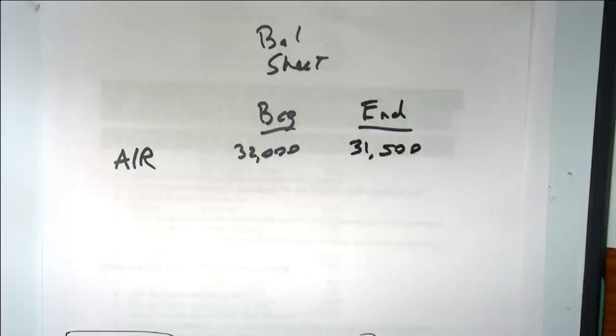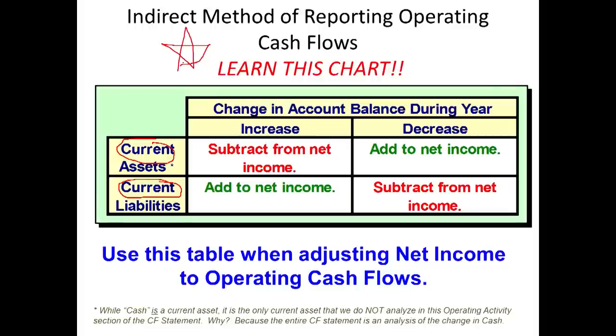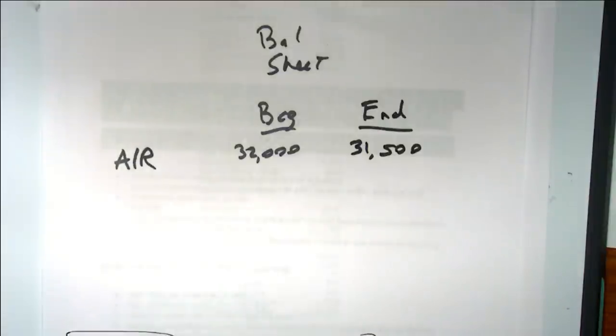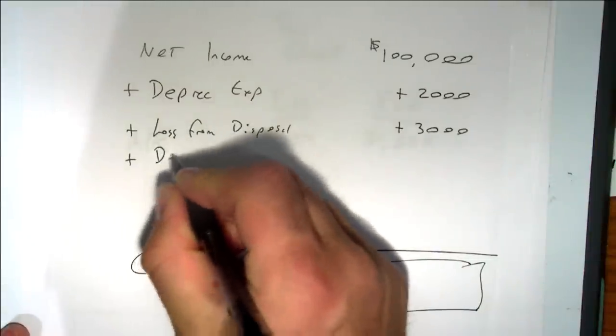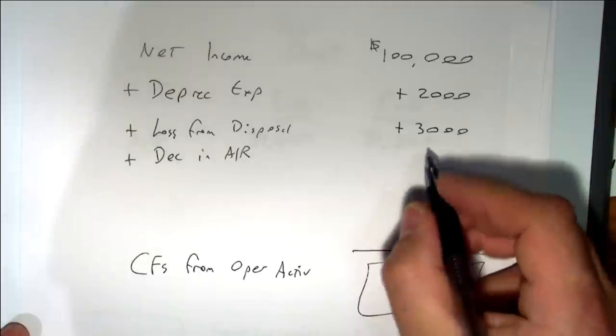Well, how would we deal with a decrease in accounts receivable from $32,000 to $31,500? Well, let's look at the chart. This is a current asset, and it decreased. So we are going to add it to net income. Okay? We're going to add it to net income, as I'm going to show you right here. We are going to say plus our decrease in accounts receivable of how much was it? 500?